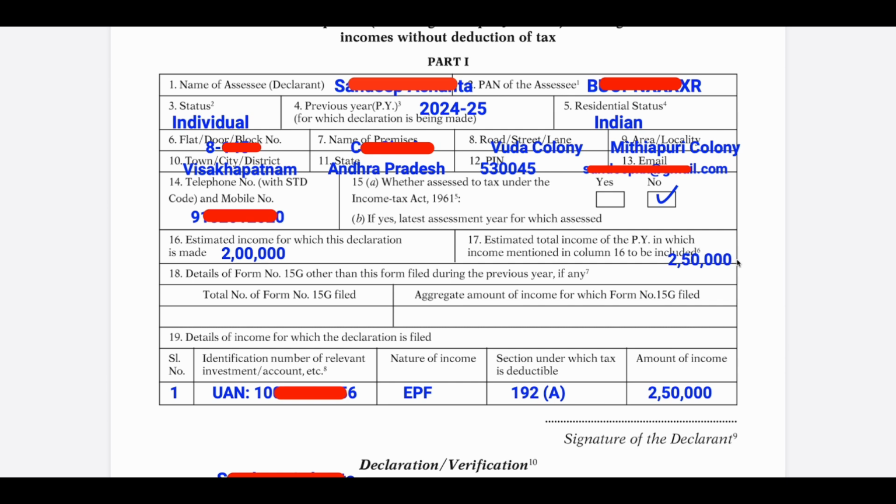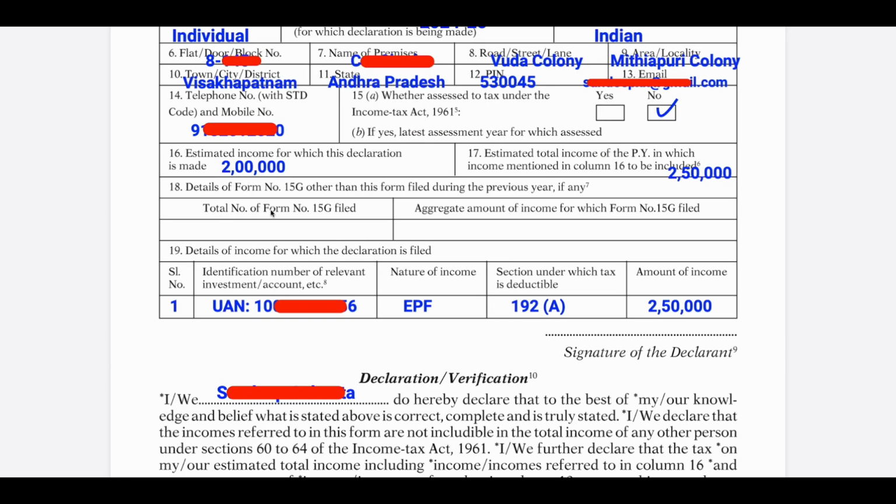Remember, if your total income is above 2,50,000 rupees, then you cannot submit Form 15G because you are above the taxable limit of income. So I recommend you withdraw your EPF amount whenever you become jobless and don't have any income source. Otherwise, it is better to transfer your EPF amount from one company to another company which you join. Next, come to field number 18.